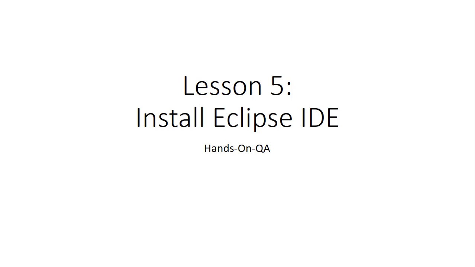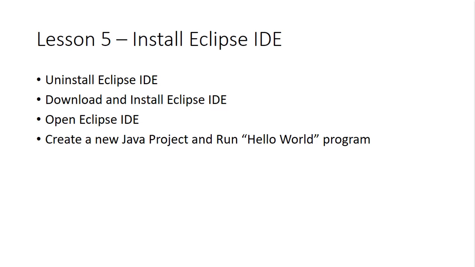Hi everyone, welcome to my lesson 5, which is install Eclipse IDE. There are a couple of steps we will do before installing. We'll uninstall Eclipse IDE if you have any version of Eclipse on your system. Then we'll download and install Eclipse IDE. We'll open Eclipse IDE and then we'll create a new Java project and run the program which is called Hello World and see how the code is.